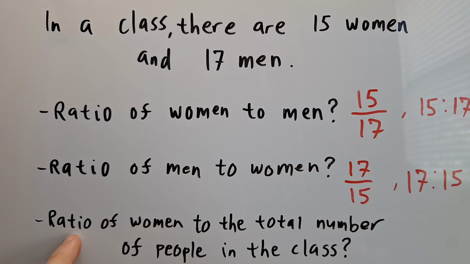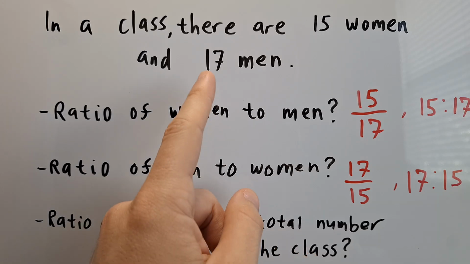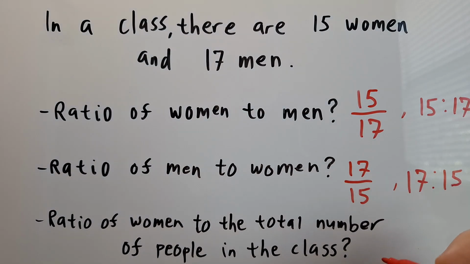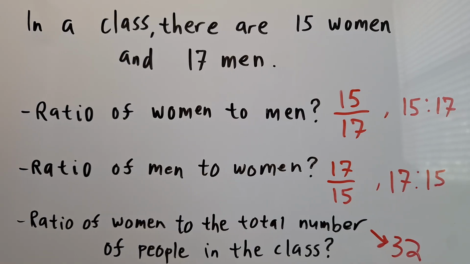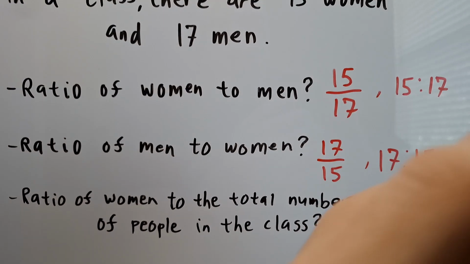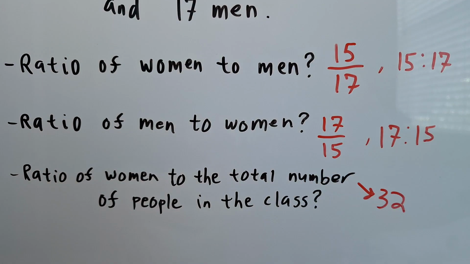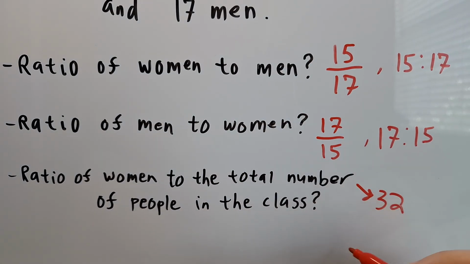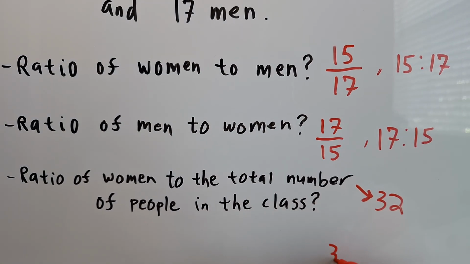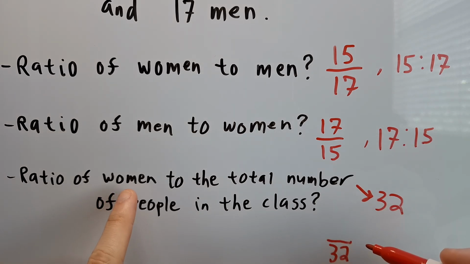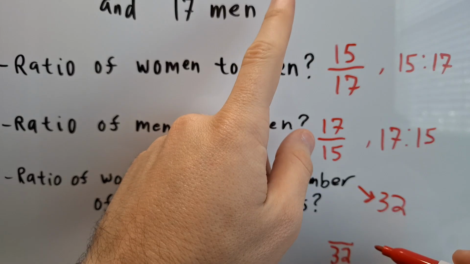Last question says, what's the ratio of women to the total number of people in the class? Well, to find the total number, we're going to have to add 17 and 15 together, which when we do that, I'll just make a note over here, the total number is 32. So of those 32 people in class, we're interested in how many women are in it, and that number is 15.